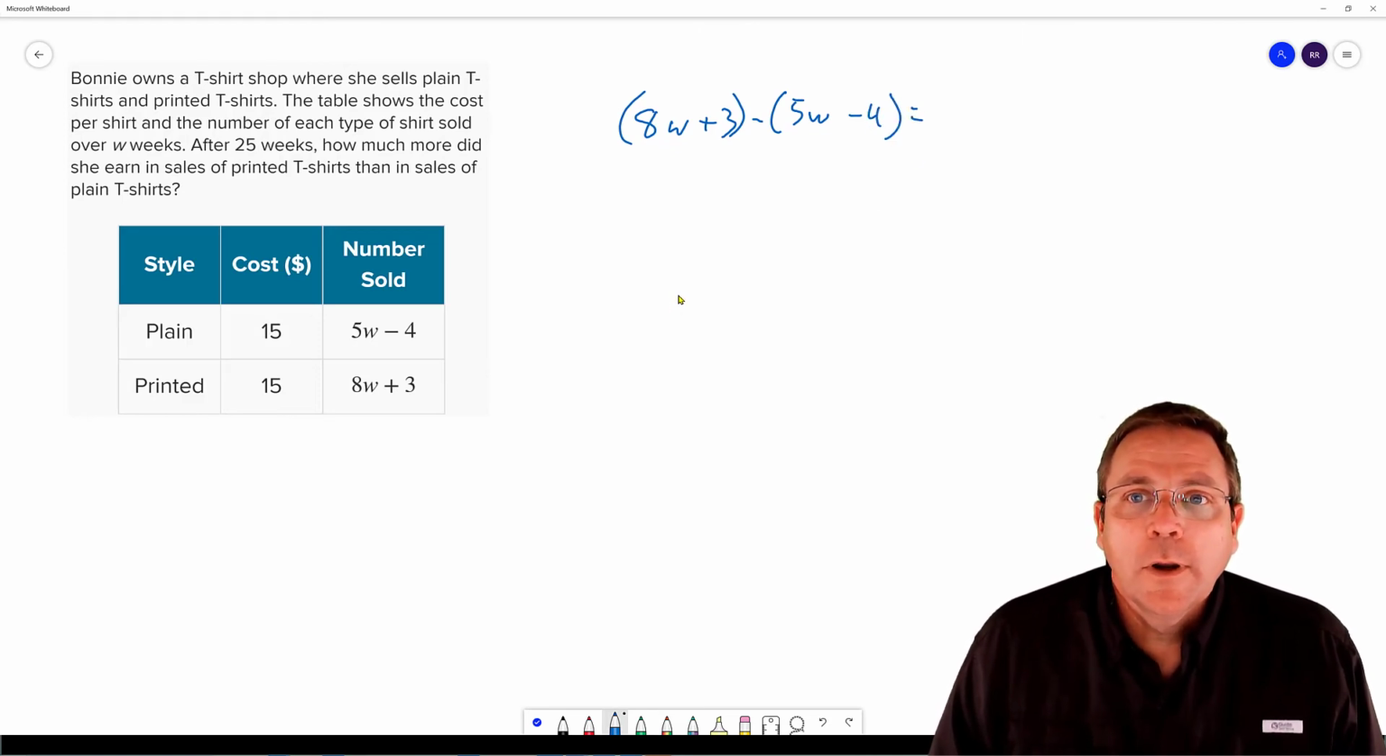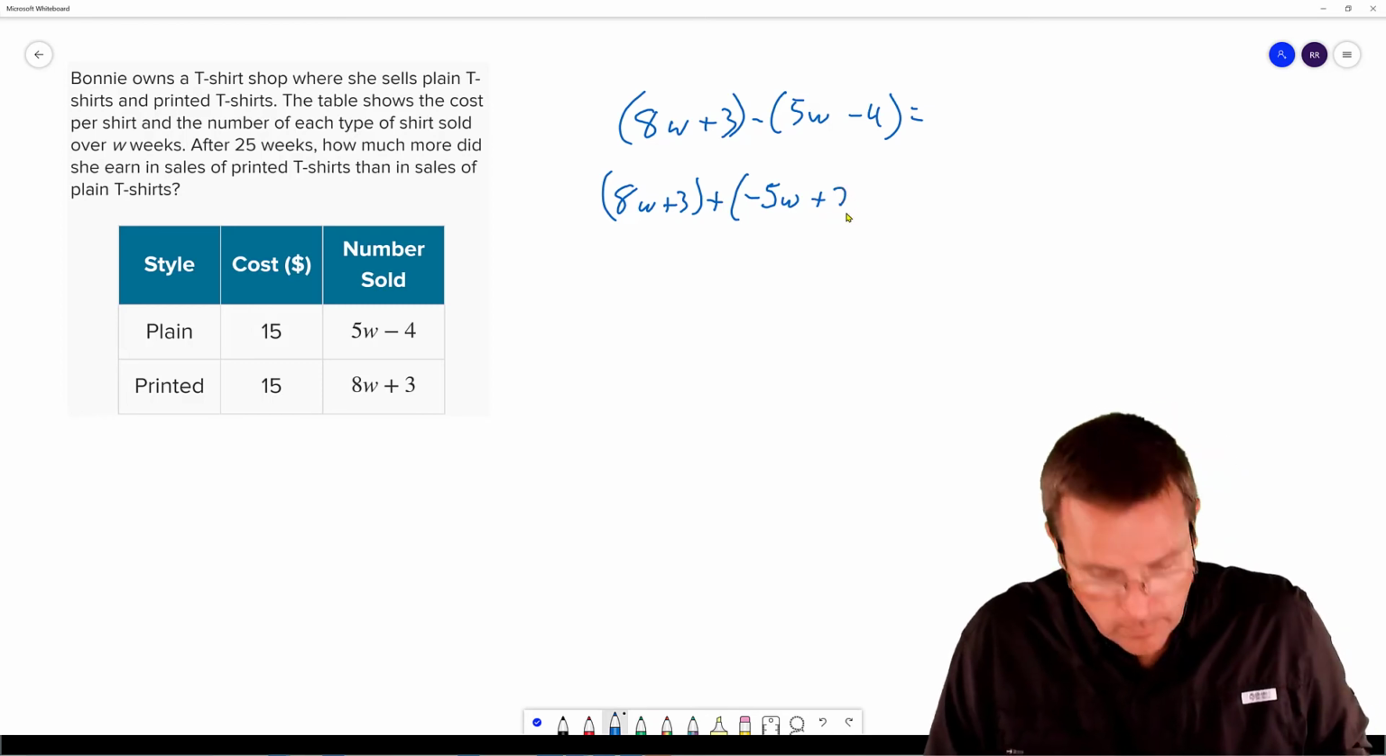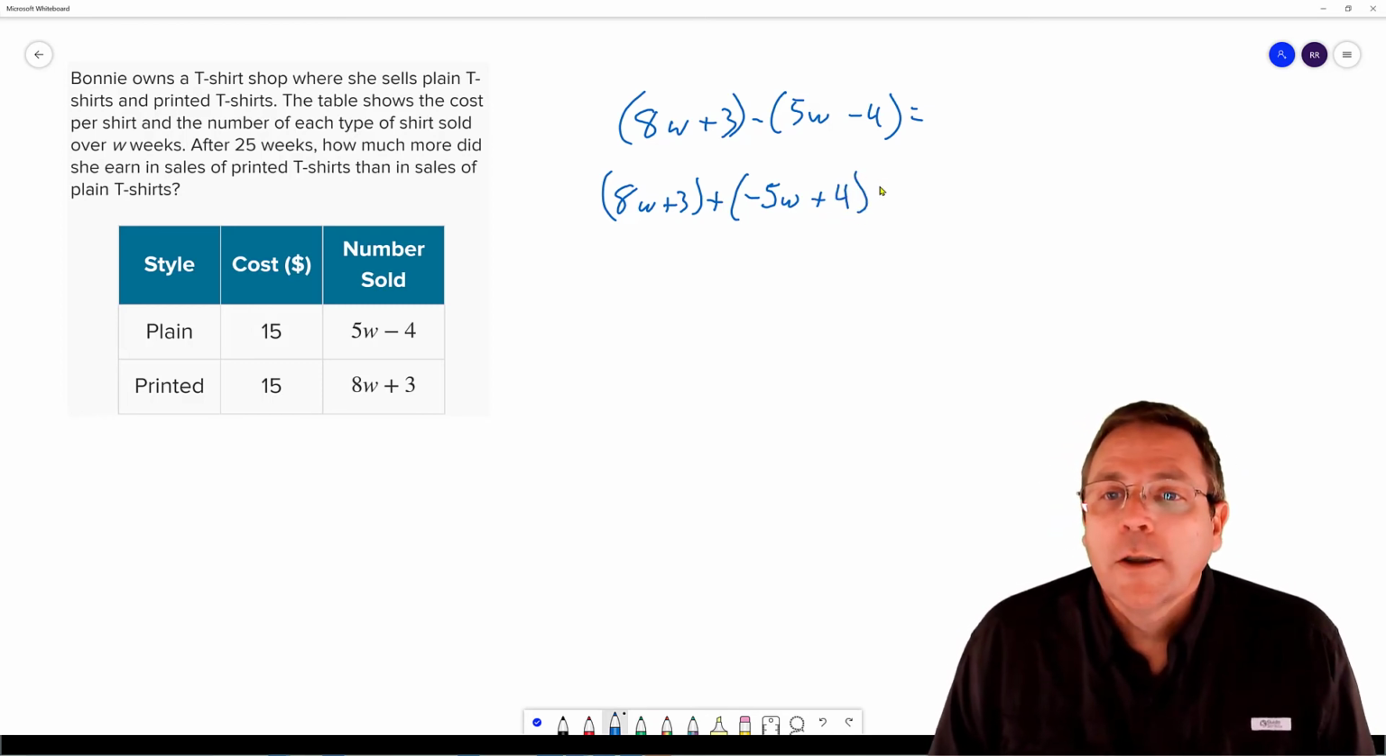From there, we're going to make the minus problem into a plus problem. So I'm going to have 8W plus 3 gets left alone. Change the subtraction to plus and then distribute this negative sign through the grouping symbol. So negative times a positive became a negative 5W. A negative times a negative became a positive, positive 4 right here.